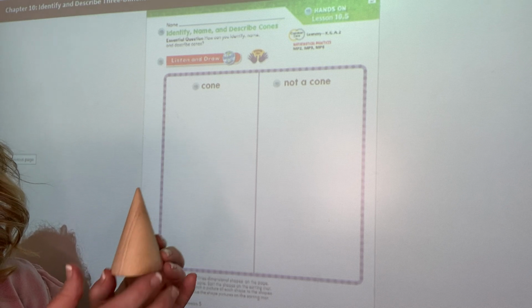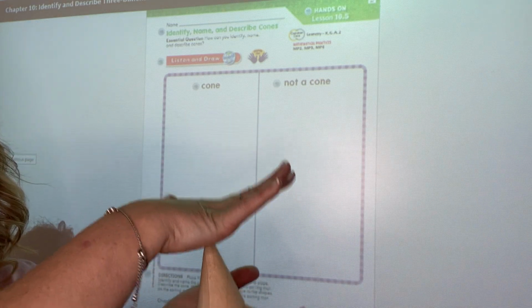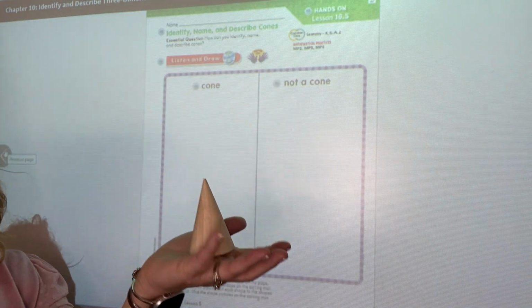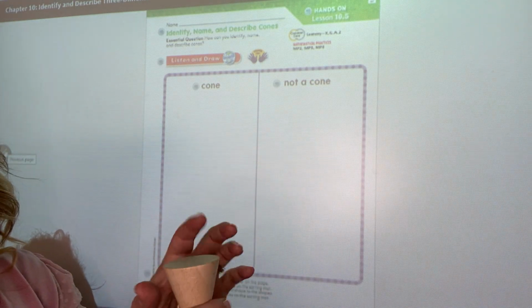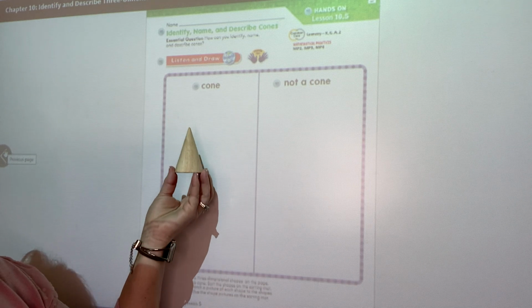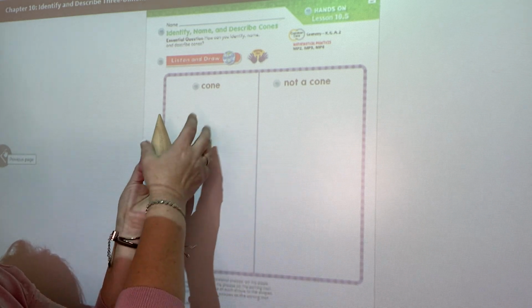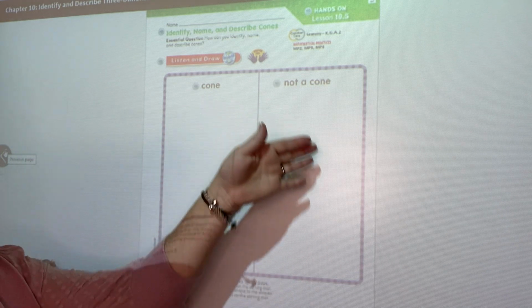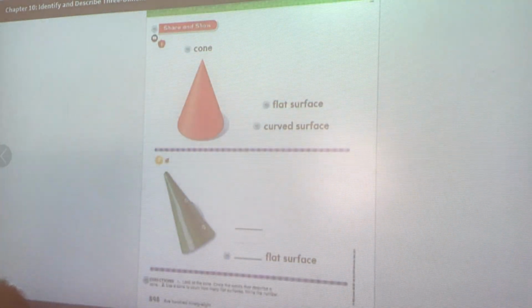If we were to ask if this would be stackable, it could stack on one side but not the other side, so it's not completely stackable. You couldn't stack things on top of it. It does have one flat surface though. If you're sorting your shapes, if you have a bunch of shapes in front of you, you can sort them, and one side would be cone and the other side would be not a cone. Okay? All right, let's go ahead and turn to the next page.